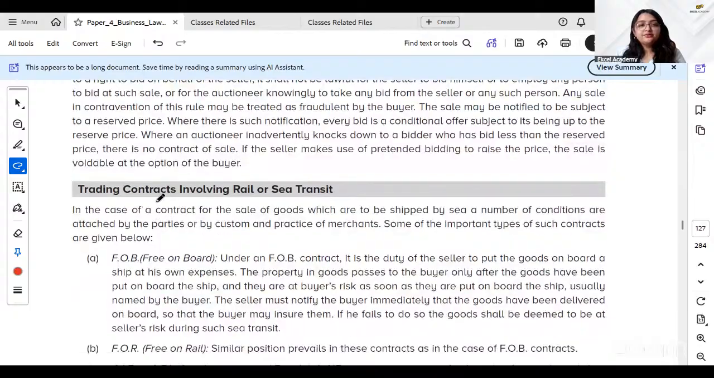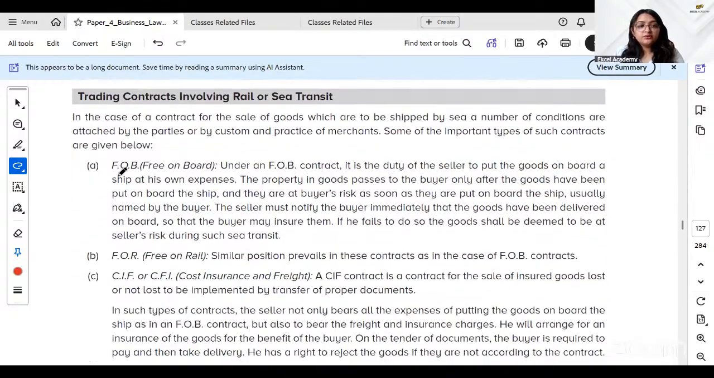Then you have trading involving rail or sea transit. So we have free on board, where it is the duty of the seller to put the goods on board at their own expense. The property will pass after the goods are put on board the ship and the seller notifies the buyer. Free on rail is a similar concept, but instead of a ship, you have rail. CIF is cost, insurance, and freight. That is a contract for sale of insured goods, lost or not lost, to be implemented by a transfer of the proper documents.